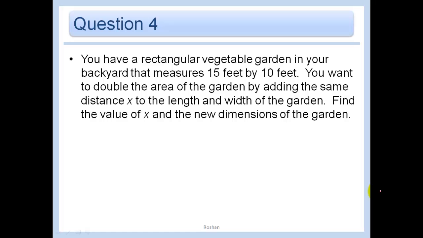You have a rectangular vegetable garden in your backyard that measures 15 feet by 10 feet. Draw it.